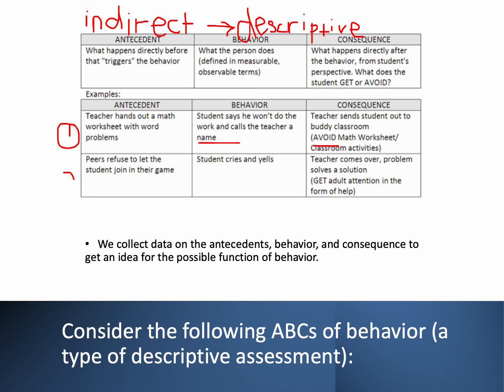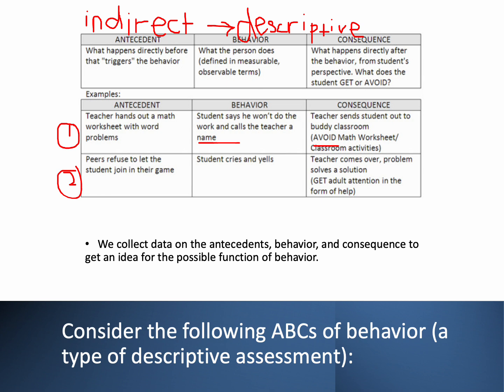Another example here could be this example of behavior, which is a peer refuses to let the student join in their game, so the student cries and yells, and the consequence is that the teacher comes over and problem solves for the student. Maybe that looks like they allow the student to participate in the game, right? They help the student out with the peers. And so if we were to observe this behavior multiple times and see consistent antecedent and consequence events, then we can say that the function of the behavior is to gain adult attention in the form of help.